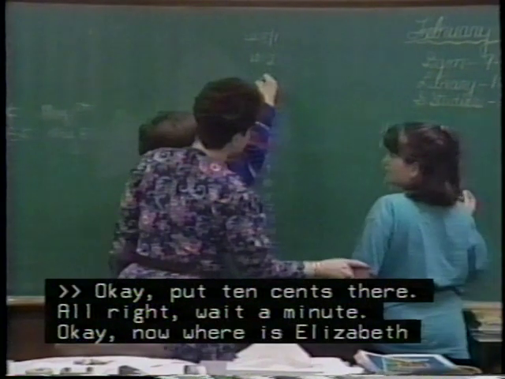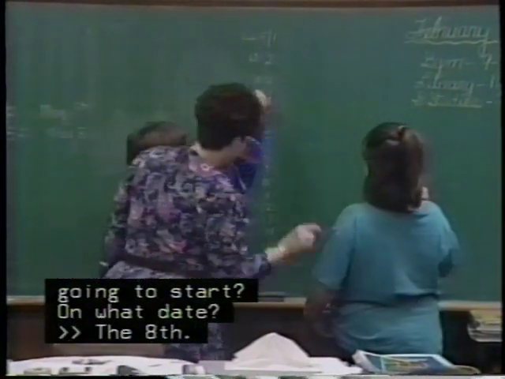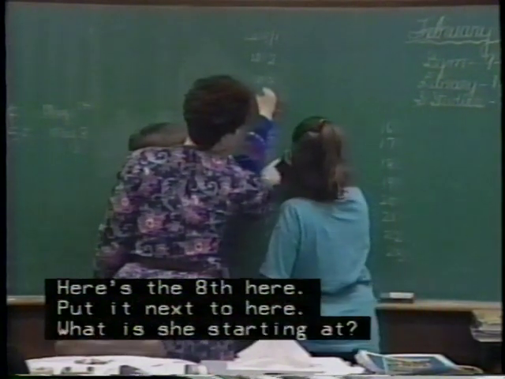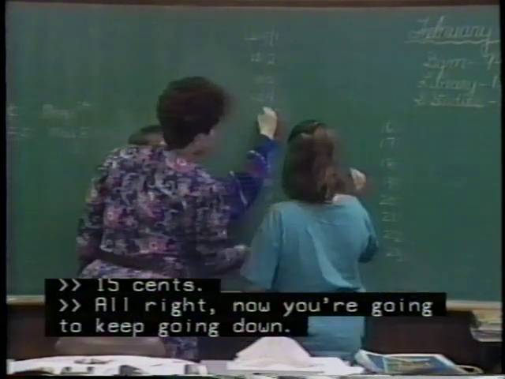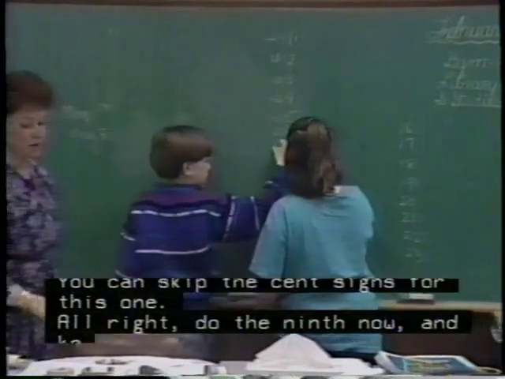All right, wait a minute. Okay, now where is Elizabeth going to start? On what date? On the 8th. Here's the 8th here. Put it next to here. What is she starting at? How much money? All right, now you're going to keep going down. You can skip the cent signs for this one. All right, do the 9th now and keep going down.